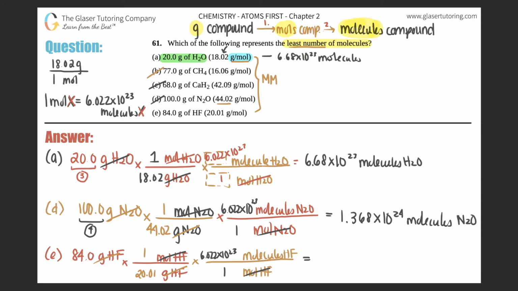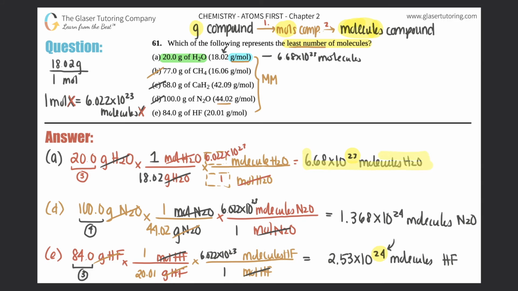So this one would be 84 divided by 20.01 times 6.022 times 10 to the 23rd. And this one we need 3 sig figs. So 2.53 times 10 to the 24th molecules of HF. And I look at the exponents first. 23 versus 24. This one is a higher number, which means that A was the least overall in the beginning.